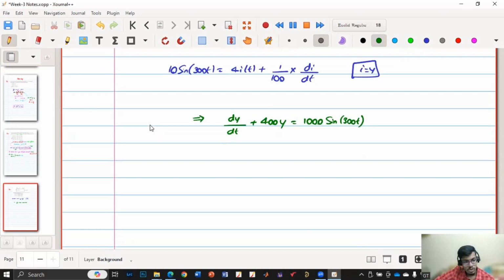Now again it has two parts. One is the natural response, and the other one is the forced response. Forget about the forced response for the time being. First we'll do the natural response. So what is the natural response?